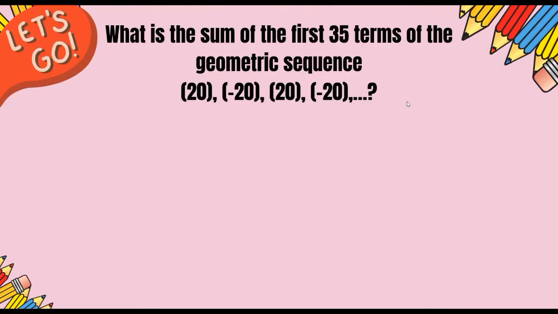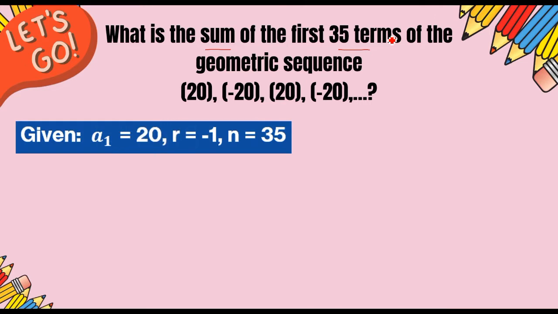So, umpisahan na natin. So, for example, what is the sum of the first 35 terms of the geometric sequence? So, we have 20, negative 20, 20, and negative 20. So, hahanapin natin yung tinatawag nating sum o yung total nung unang 35 terms.